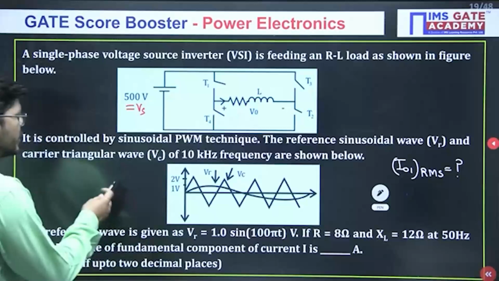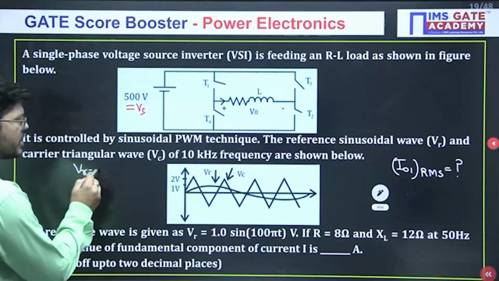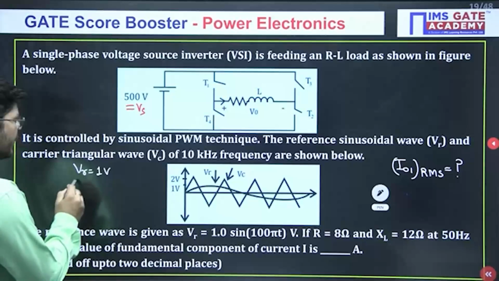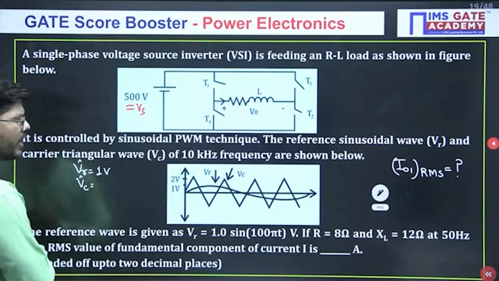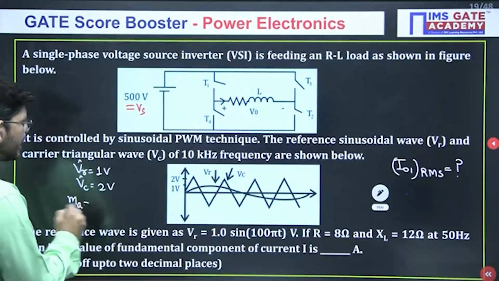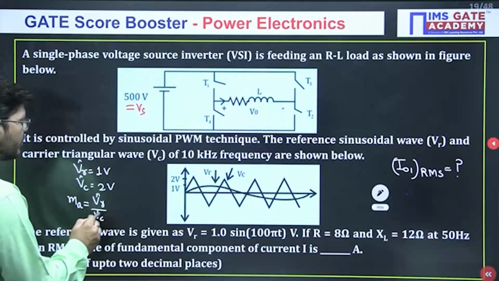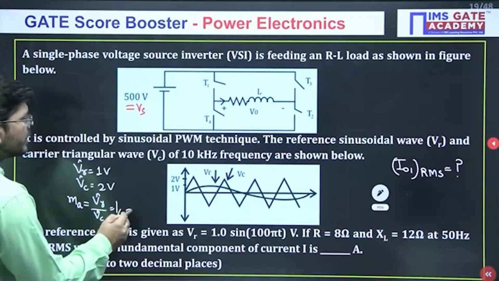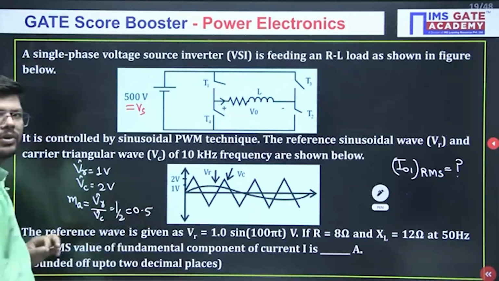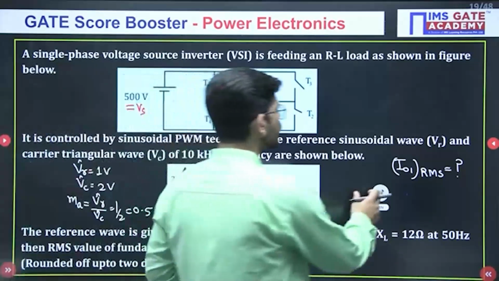And what has been given to us is the value of reference voltage, how much? 1 volt. The peak value of carrier voltage. Okay, this is the peak voltage. Peak value of carrier voltage is 2 volt. So we can calculate the modulation index here, which is the peak of VR to peak of VC. So 1 by 2, and you will get 0.5. Oh, sorry, 0.5. And the rest, I leave it over to you.